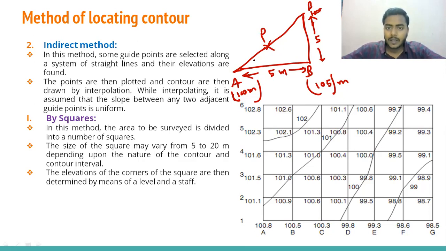That we can find by interpolation. Are you getting the point? See, here the elevation is 100, here is 105 meter. So what is this distance? Suppose this horizontal distance is 2.5 meter. So if it is 2.5 meter, then the elevation we can write as 100 plus 2.5, that will become 102.5. So this is called interpolation.